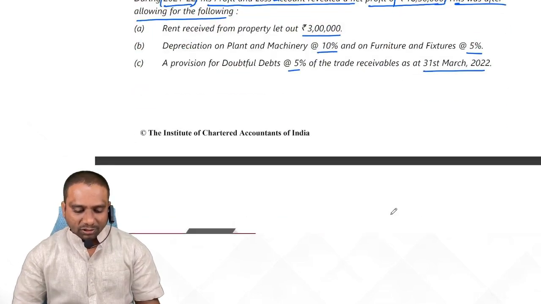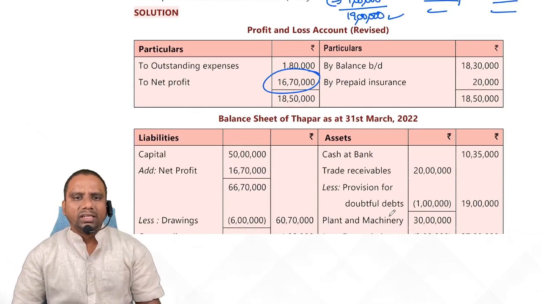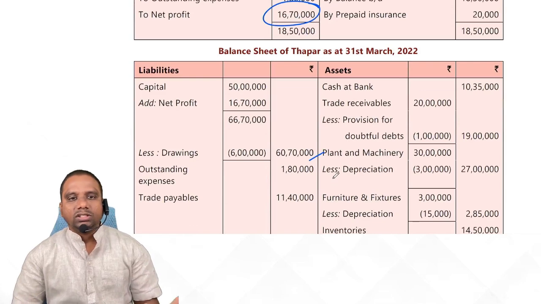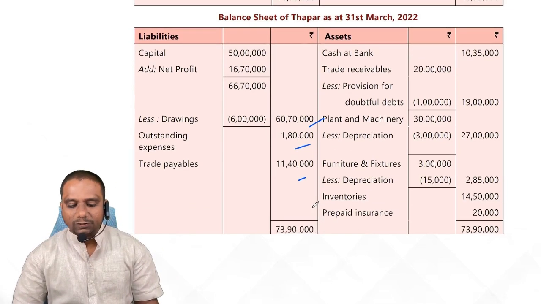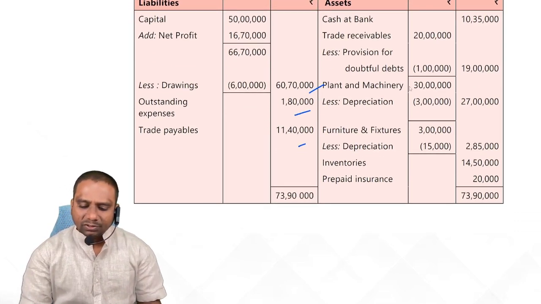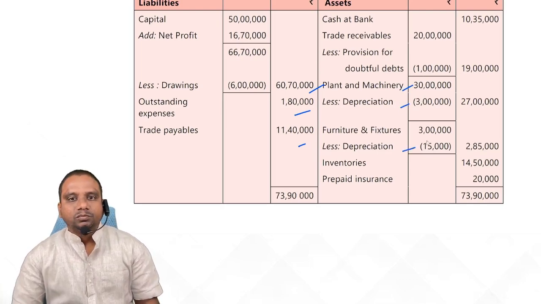To solve the problem, students, first plan your working. 60 lakh 70,000 is capital. Outstanding expenses we have just now provided. Trade payables are liabilities. Is it clear, students? And at the time of writing assets, don't forget to deduct the depreciation provided. Is it clear?